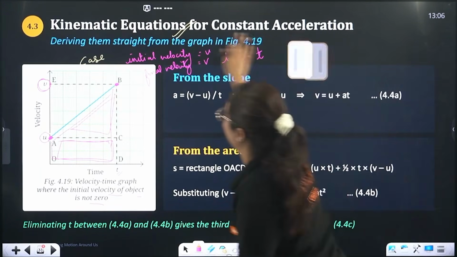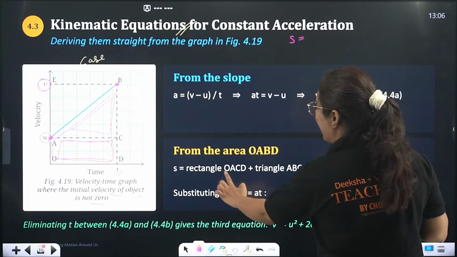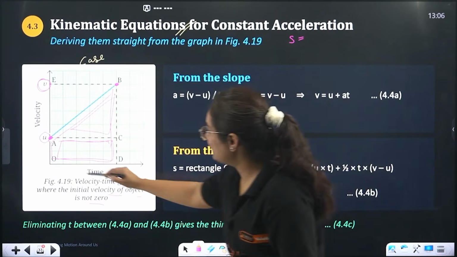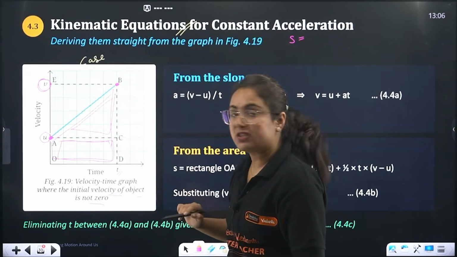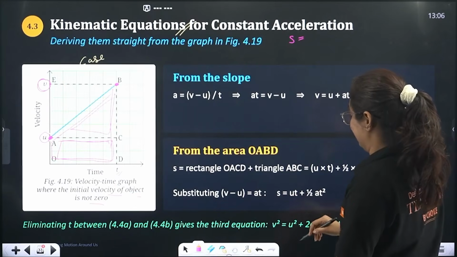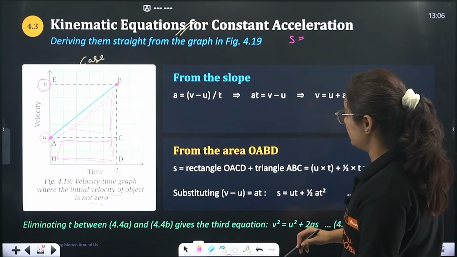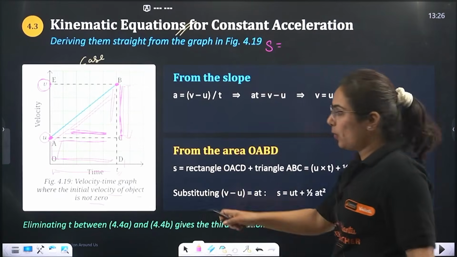Calculate it very nicely. So s equals the area of OACD, length into breadth. Pay attention to this. So here s will be equal to the area of the rectangle OACD.